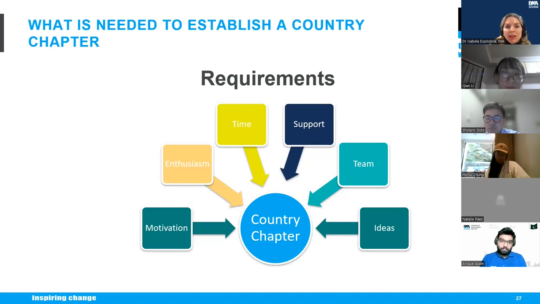And what is needed to establish a country chapter? So motivation, definitely, ideas, teamwork, support, time, and enthusiasm. As I mentioned, a country chapter is a volunteer group. So we need all these aspects, these requirements in terms of forming a country chapter.